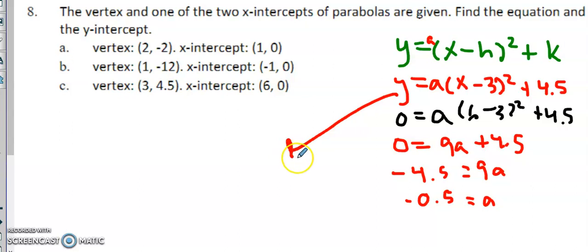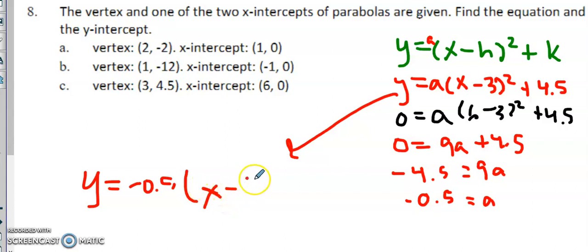So taking this equation here, we're going to replace the a with negative half, or negative 0.5, times the quantity of x minus 3 squared plus 4.5.